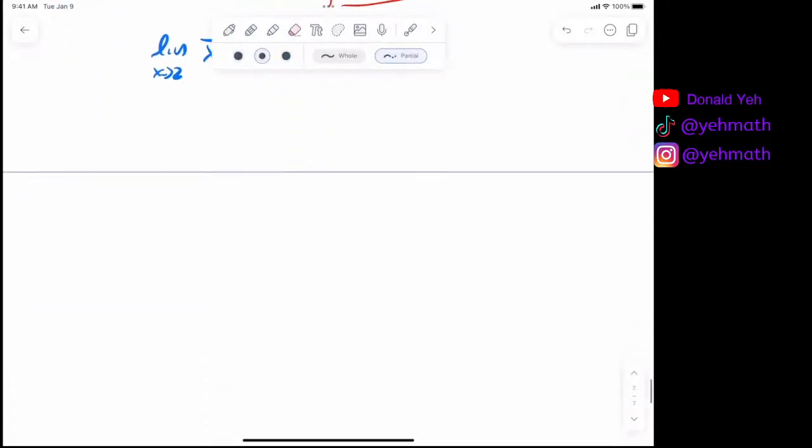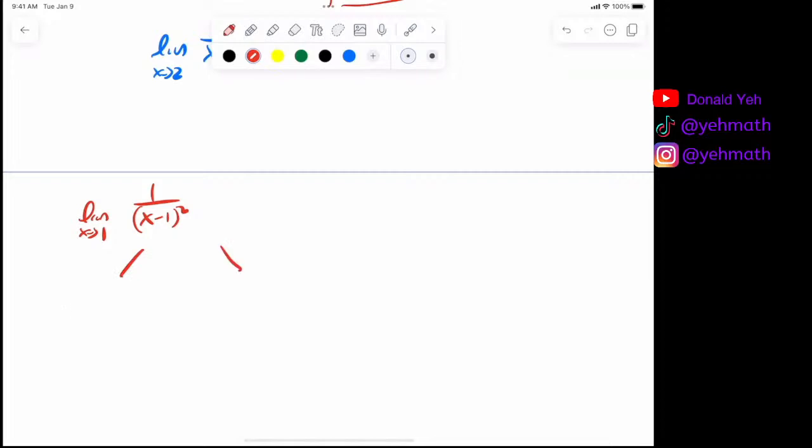Now, what happens if you have this? The limit, again, as x approaches 1 in this case, of 1 over x minus 1, and I'm going to say squared. What happened here? Why? Right. But you have to test them, right?